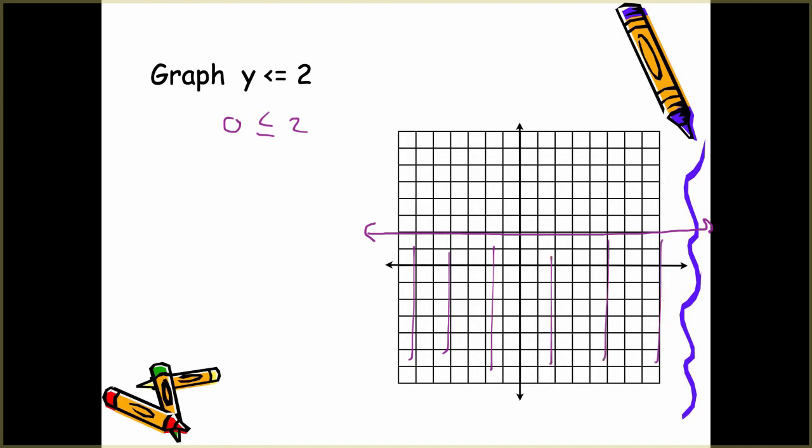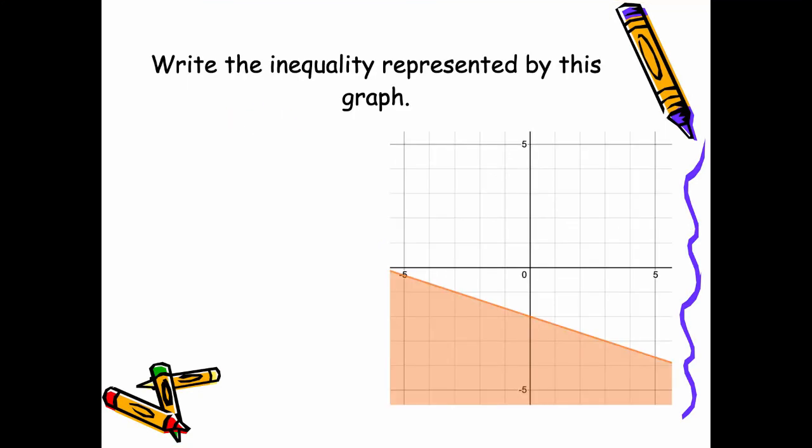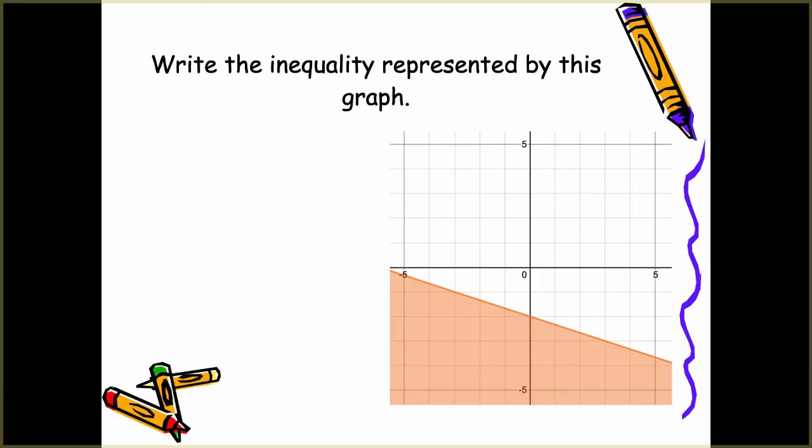And again, this is a horizontal line when you have y equal, or in this case, less than or equal to a number. And if it was x less than or equal to, it'd be a vertical line. The next step we do is write the inequality represented by the graph. So the first thing we need to do is write basically the equation of the line, but leave the equal sign out for now. And we'll leave a blank spot there for our inequality.